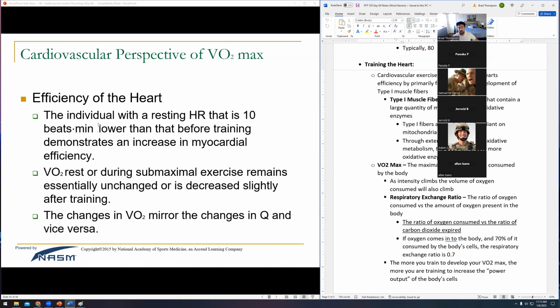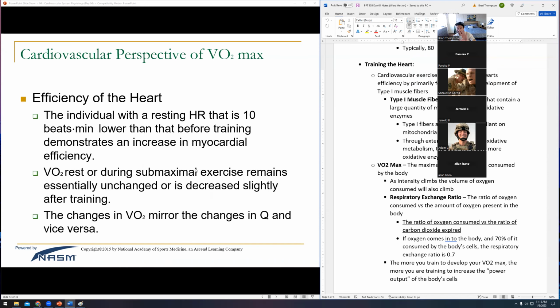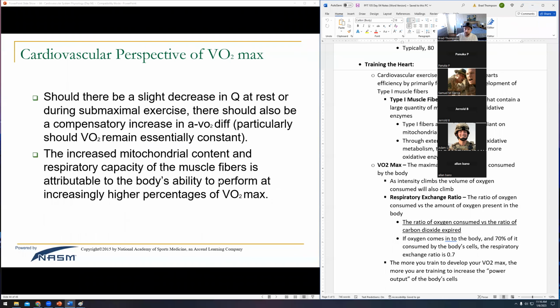But actually, one last sentence before getting into the formulas: the efficiency of the heart. So, summarizing everything up, an individual with a resting heart rate that's 10 beats lower than it was when they initially began training is somebody who has increased their heart's efficiency. They are probably consuming more oxygen than they used to, and therefore they're outputting more power. And since they're outputting more power, their heart doesn't have to beat as often. And that's how that's all kind of tied together.